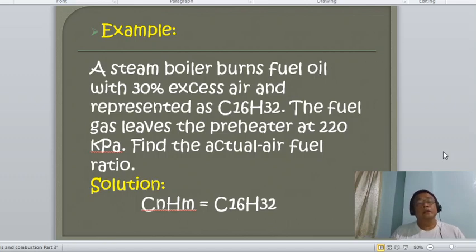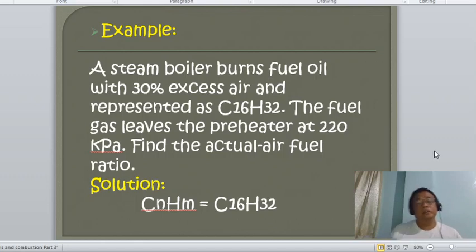A steam boiler burns fuel oil with 30% excess air, represented as C16H32. The flue gas leaves the preheater at 220 kilopascal. Find the actual air fuel ratio.